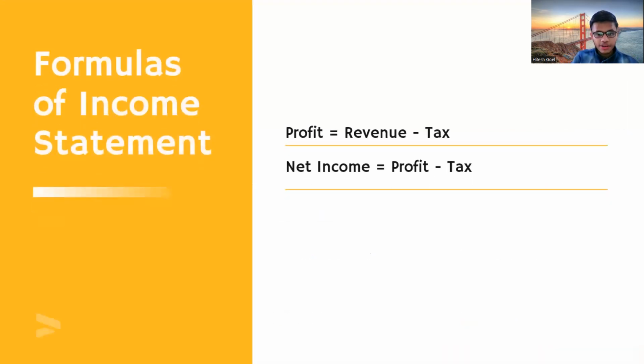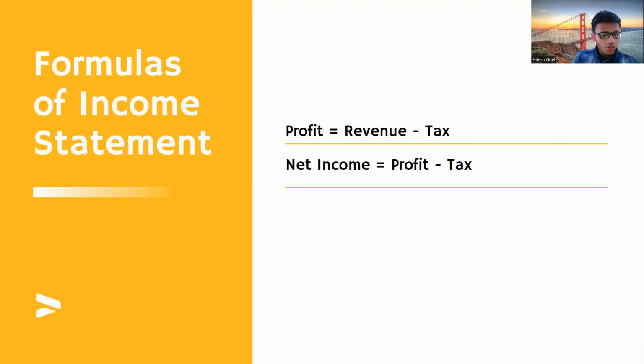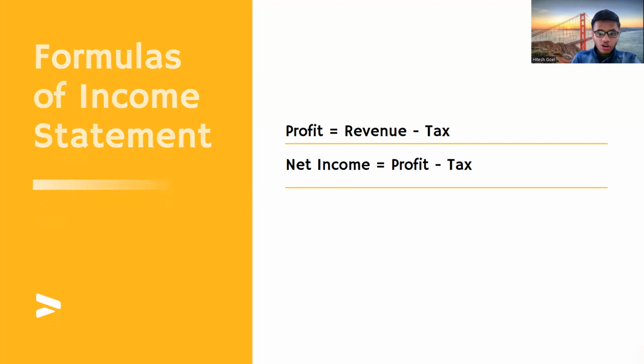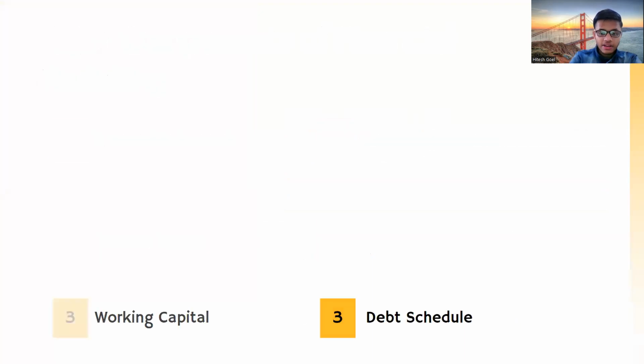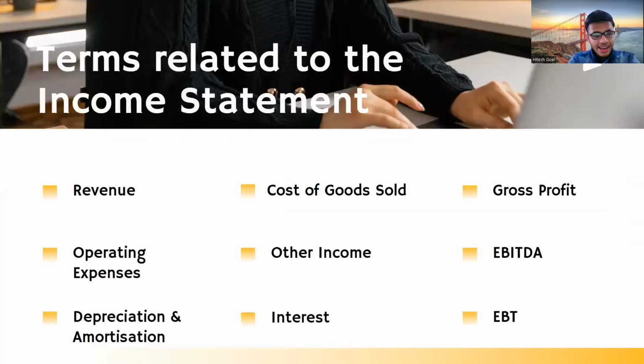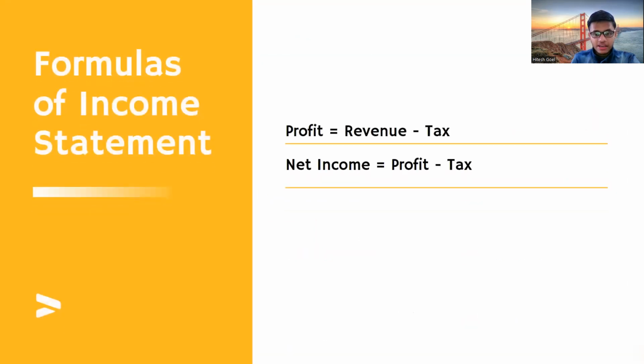Now, just wait a minute. These are the two basic formulas that you can learn, which will surely help in the future while making valuation models: profit is equal to revenue minus cost, and net income is equal to profit minus tax. What is called profit? Profit is EBT, earnings before tax, right?